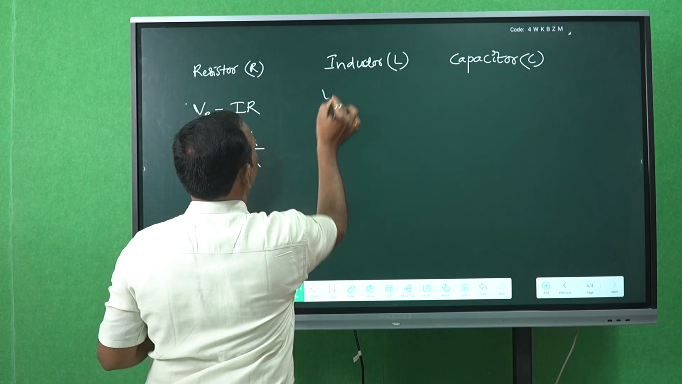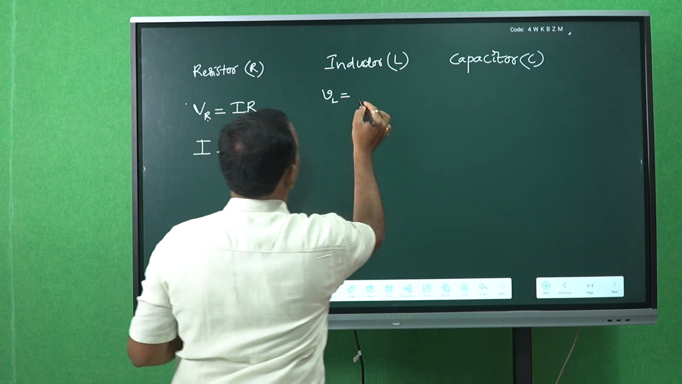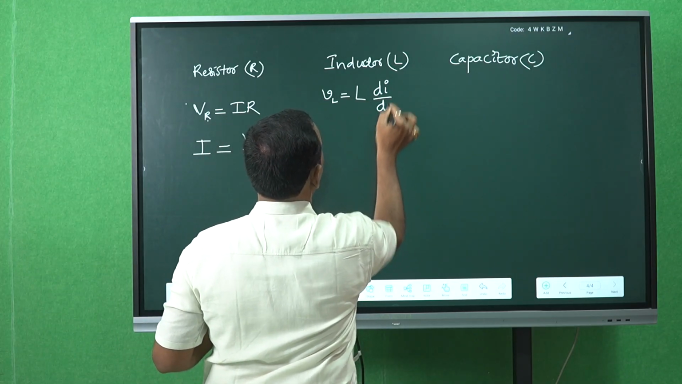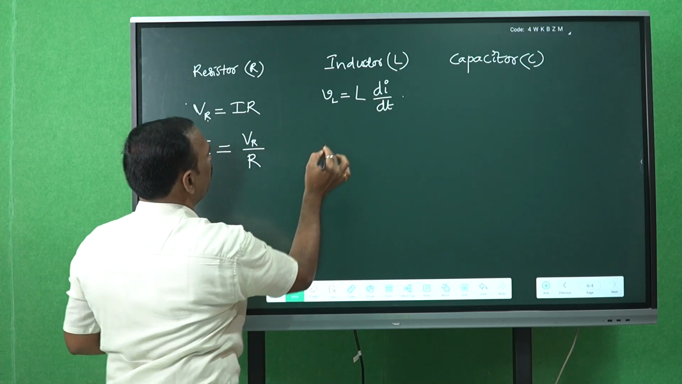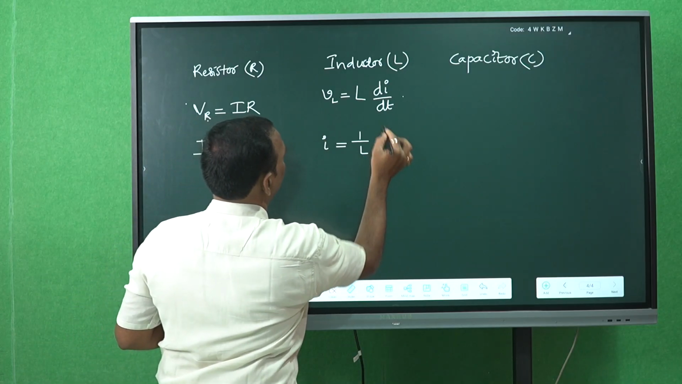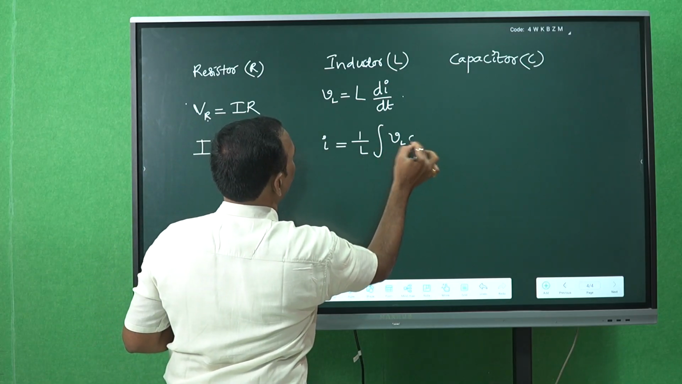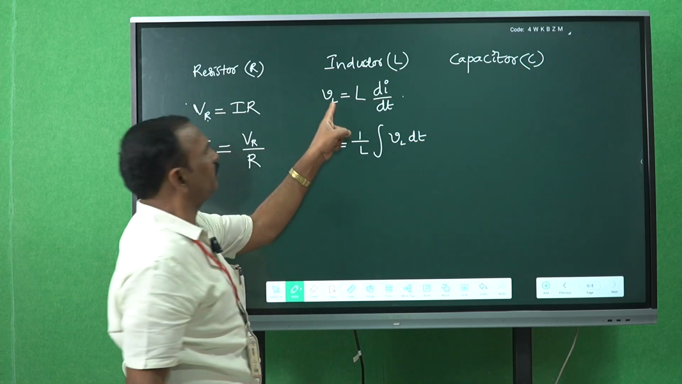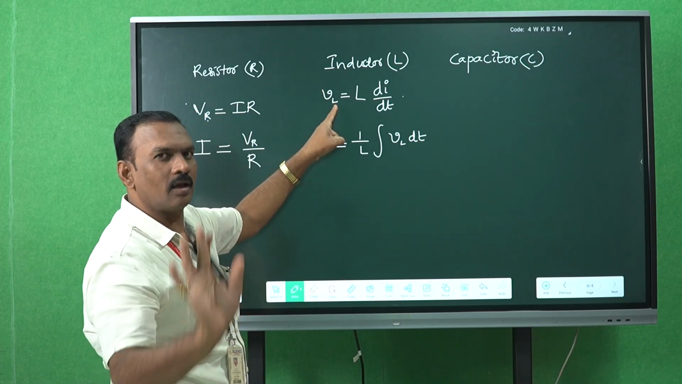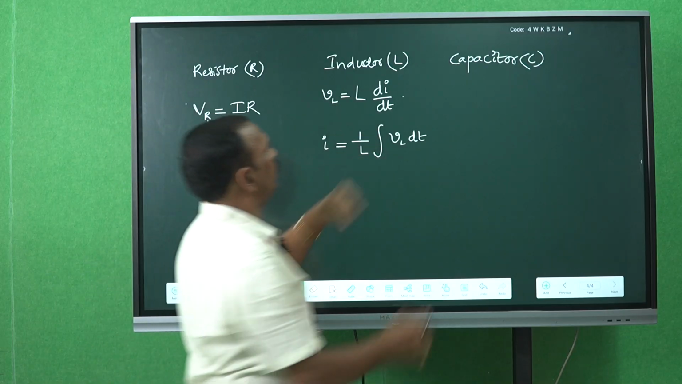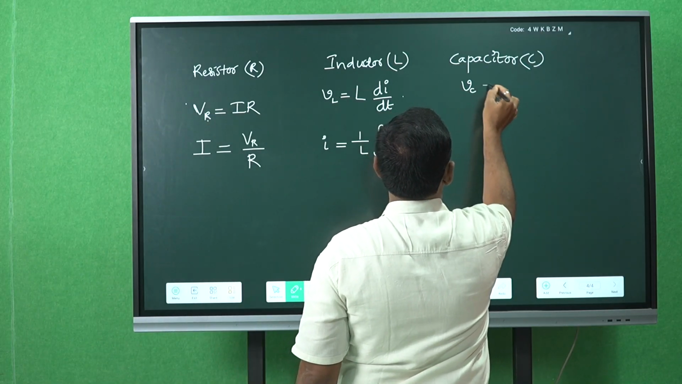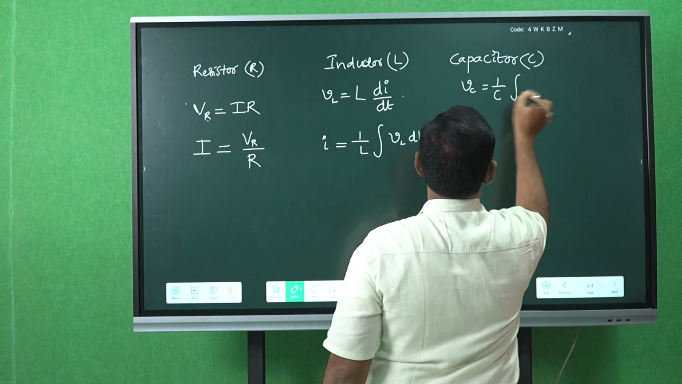The voltage across the inductor VL equals L into di by dt. The current passing through the inductor I equals 1 by L integral VL dt. Simply, VL means L is the inductor, V is voltage: voltage across the inductor. Don't get confused. Then coming to the capacitor. The voltage across the capacitor is 1 by C integral I dt.